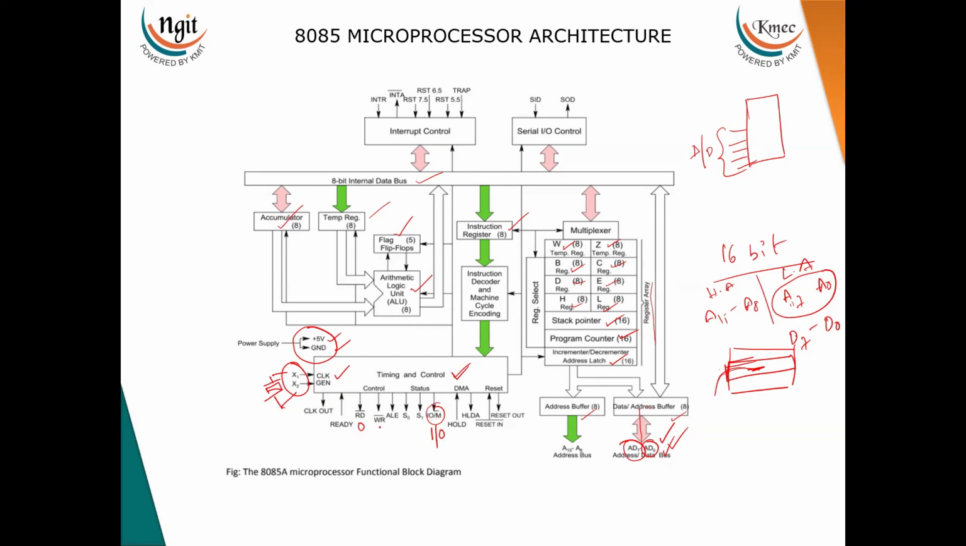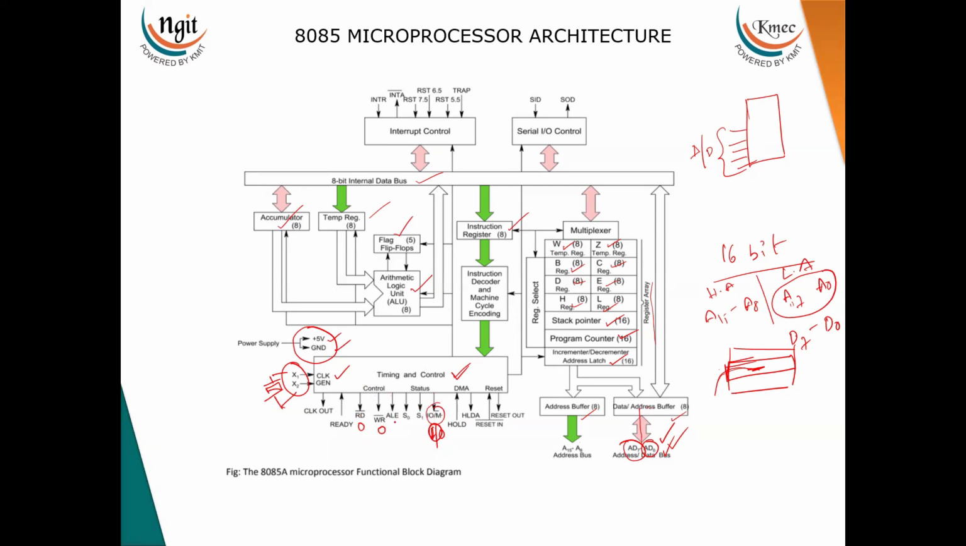Similarly for the write operation, depending upon this pin, if it is 1, the processor will write the data into the IO. If this pin is equal to 0, then the processor will write into the memory. Like that, the processor will read and write to the memory or to the IO by using these pins. Now coming to the ALE.